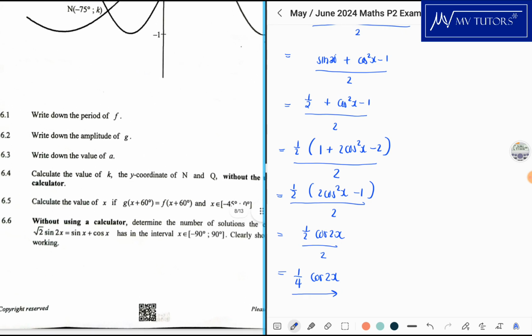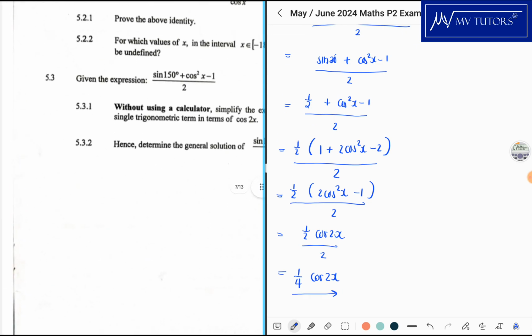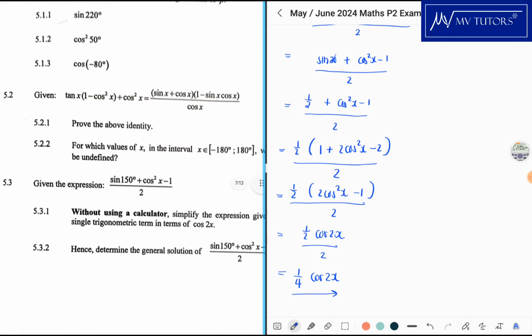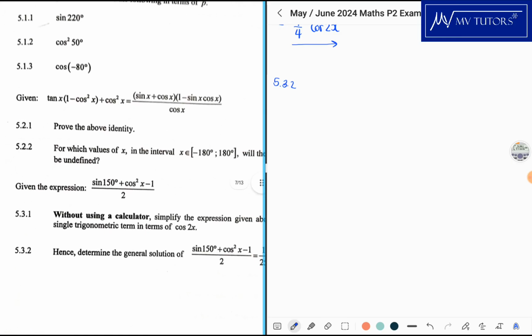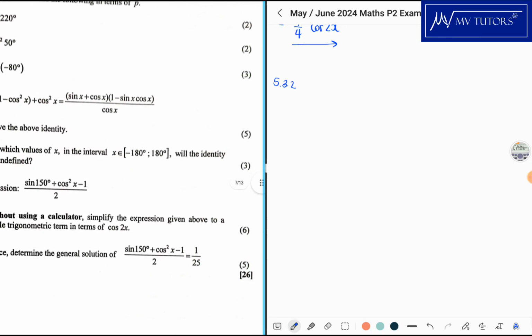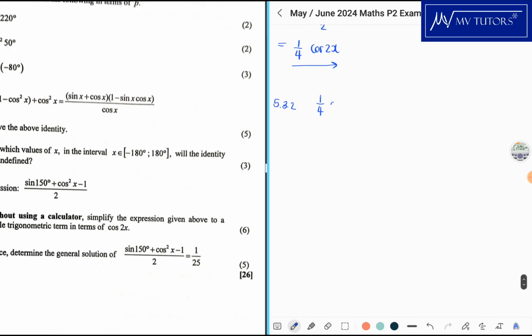Now let us go to 5. We're done with 5.3.1. Now 5.3.2. All right, so now it says, hence, determine the general solution of that value equal to 1 over 25. So I'm just going to take a quarter. If ever they say hence, you know you're continuing from there. So a quarter cos 2x, I'm going to make that equal to 1 over 25. And if we're getting the general solution, I'm basically solving for x here.